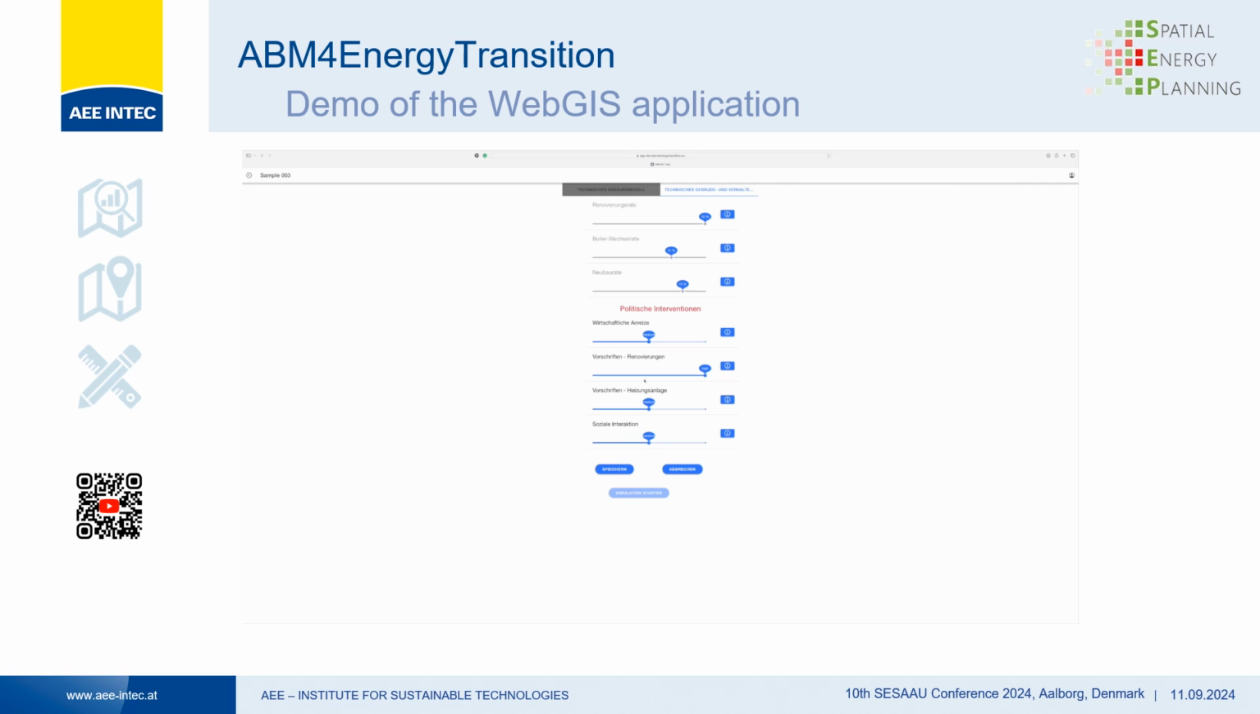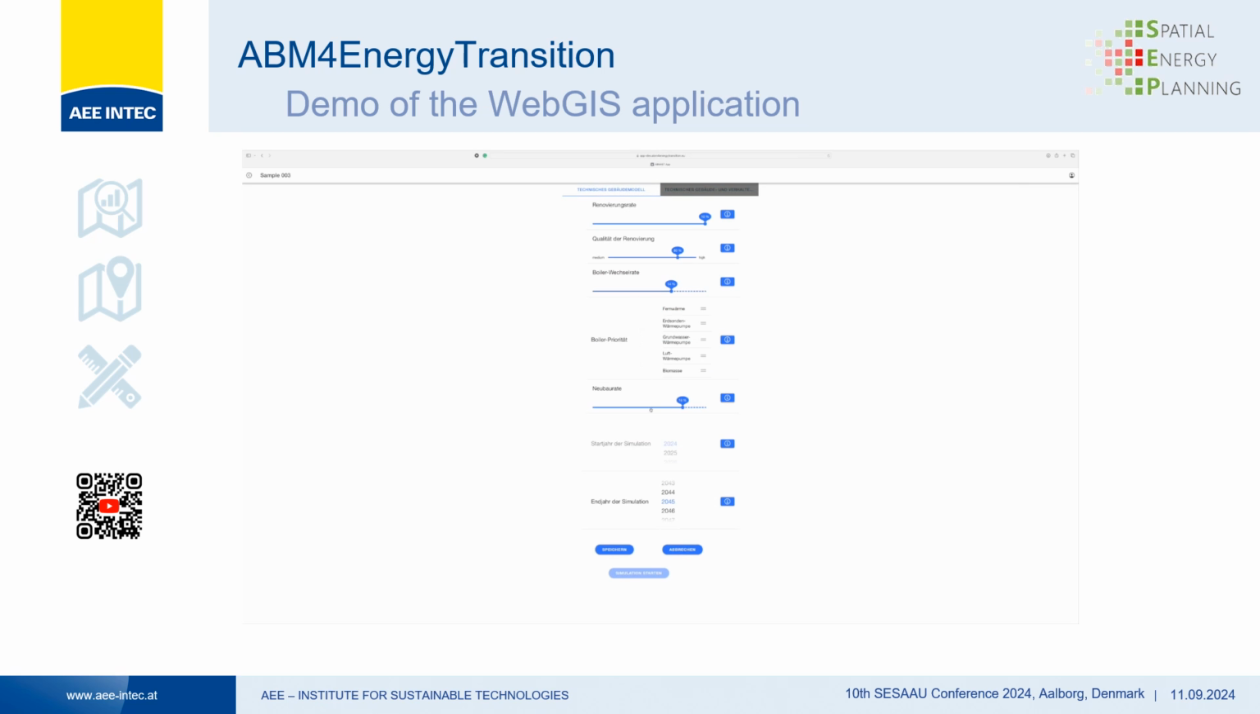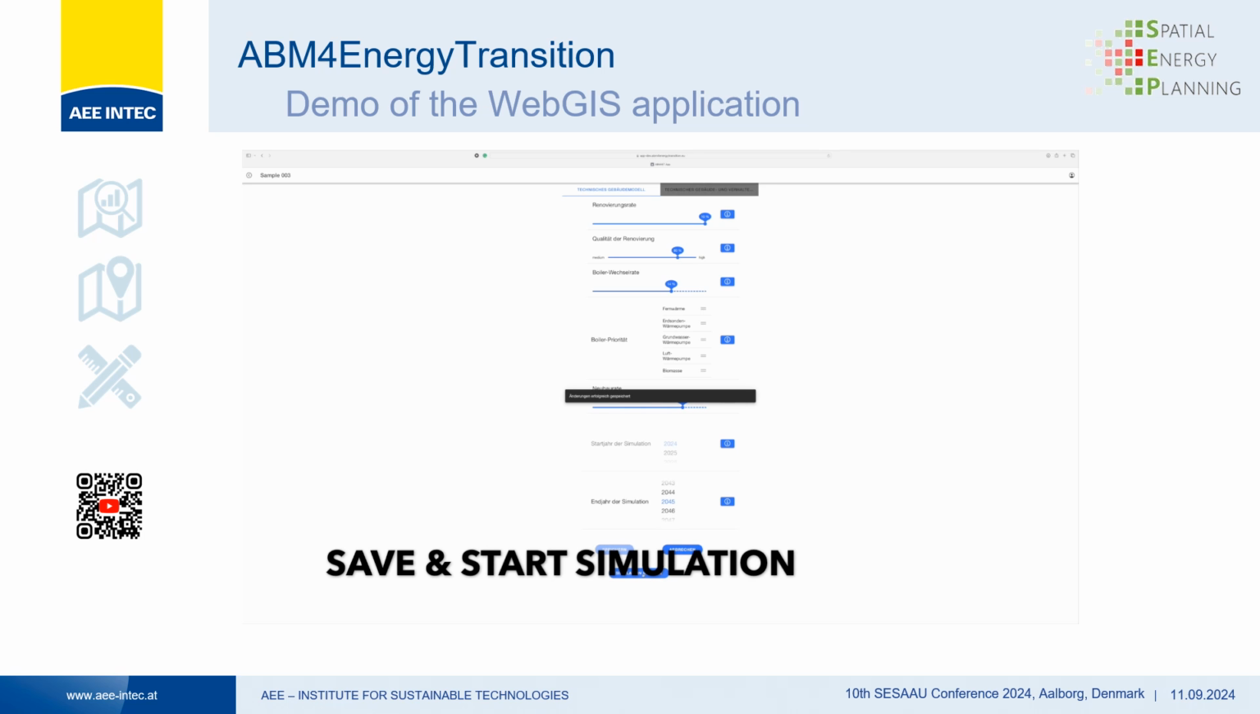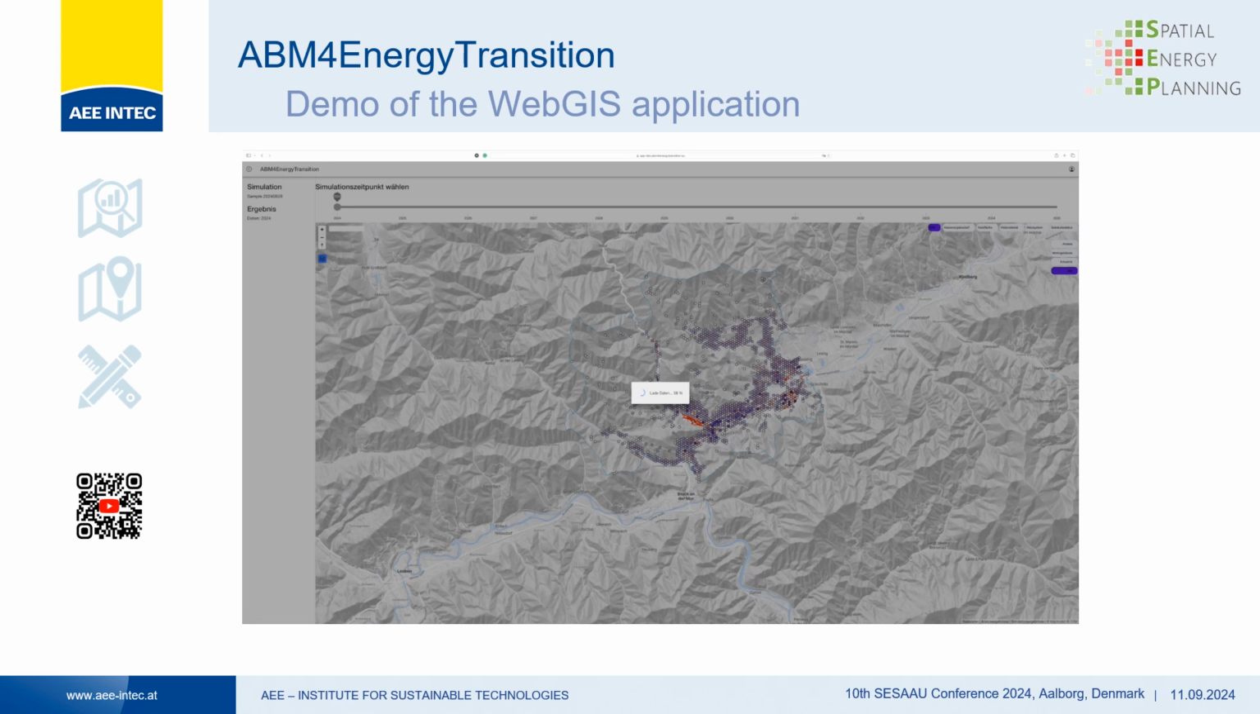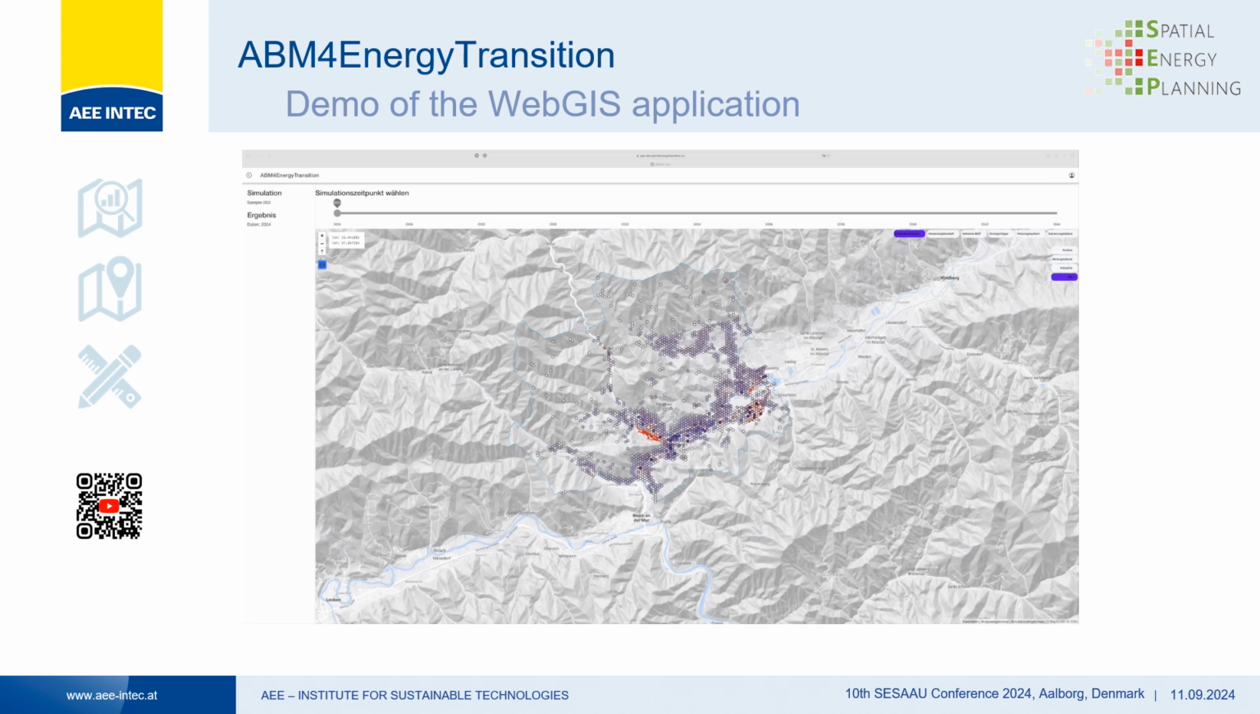Once all input parameters are set, the simulation can be saved and started. The user's input is sent to a server where the backend, based on Repast for Python, processes the model runs. Upon completion, the results are sent back to the front end for post-processing and visualization.